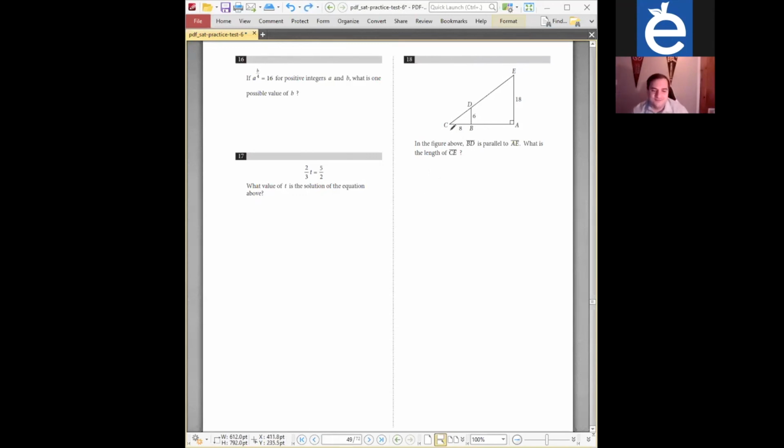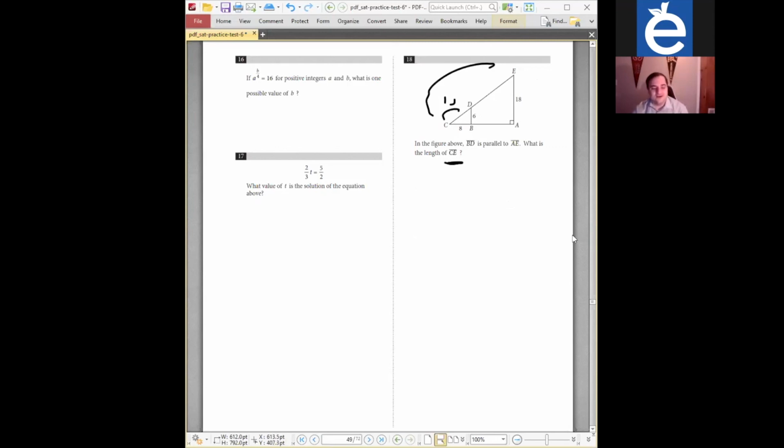Alternatively, Pythagorean theorem. 6 squared is 36, 8 squared is 64, the square root of 100 is 10, right? Both of those ways can get there. So we know that this is 10. Now, it's asking us what's CE, right? Well, if this is 10, and the proportion is that it's going to be 3 times as great, CE will be 30.